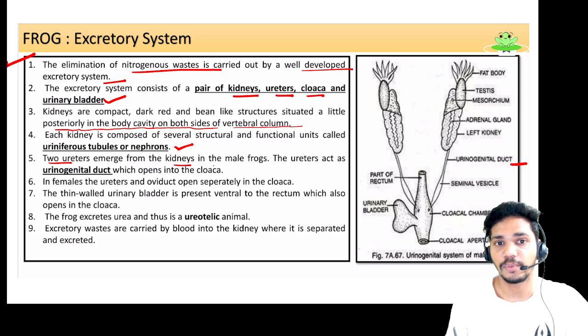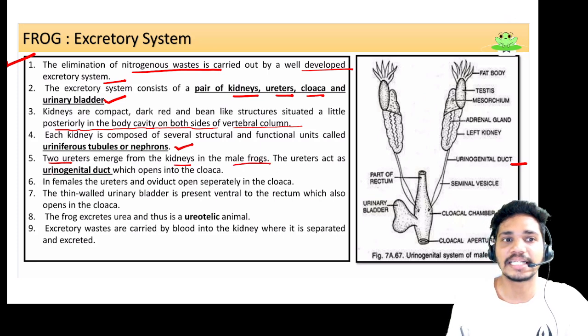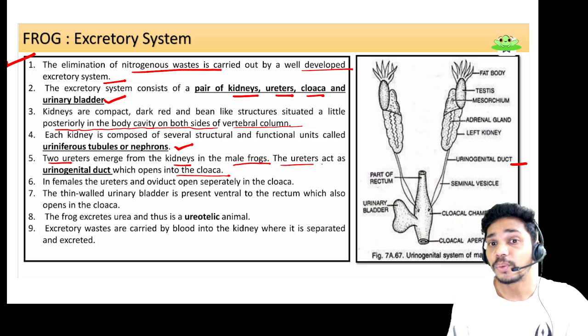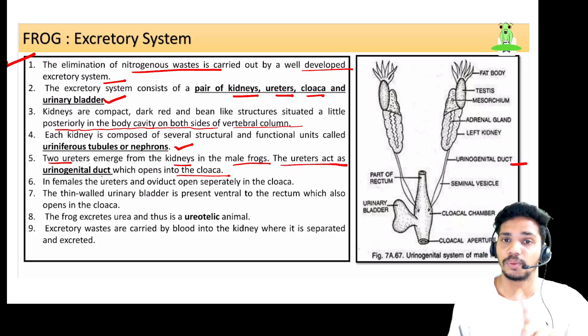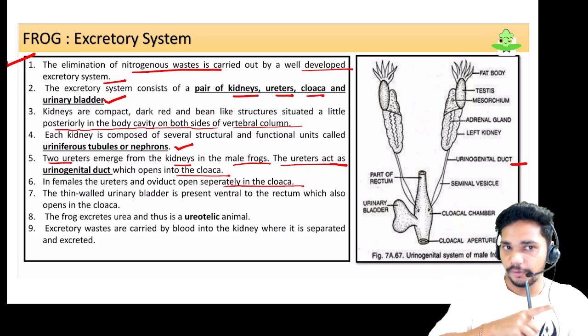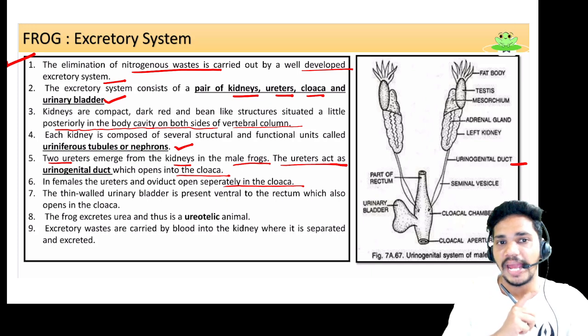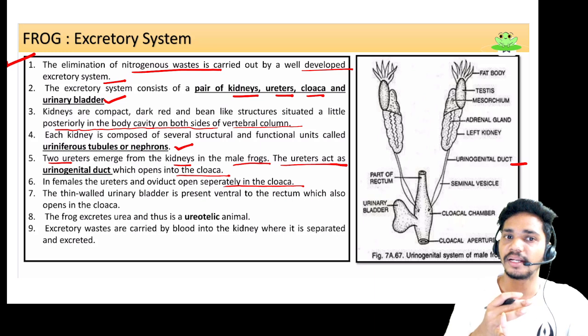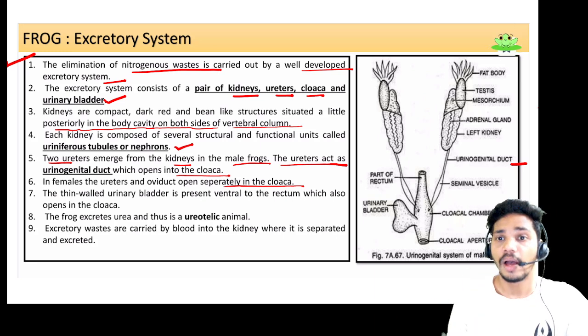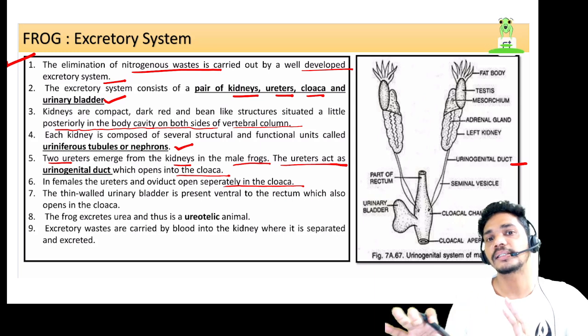Two ureters emerge from the kidney in the male frog. The ureter acts as a urinogenital duct which opens into the cloaca. Okay, the ureter acts as a urinogenital duct. In the female, the ureters and oviduct open separately into the cloaca. So in case of male frog, it acts like a urinogenital duct which opens into the cloaca, having the ureter from the kidney. It's called Bidder's canal. We will talk about that. The sperms enter from there. Okay, in case of male. In case of female, the ureter and oviduct have no connection.